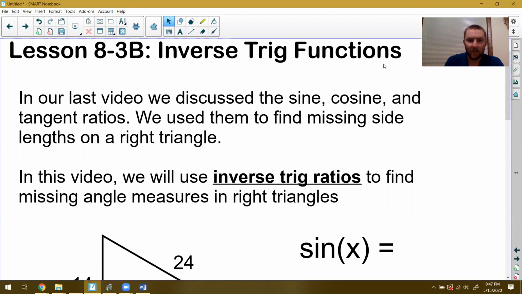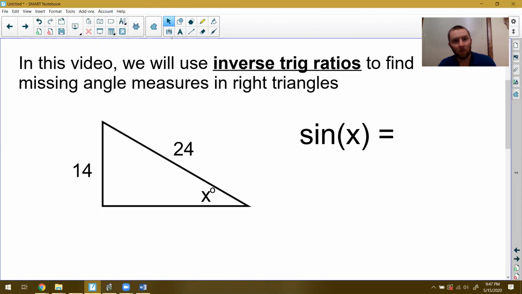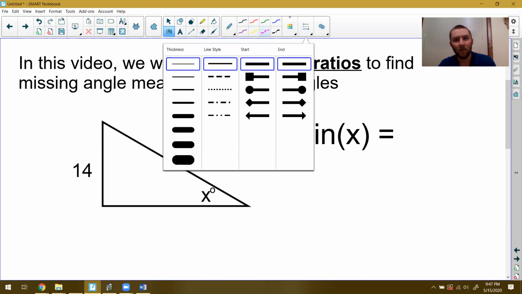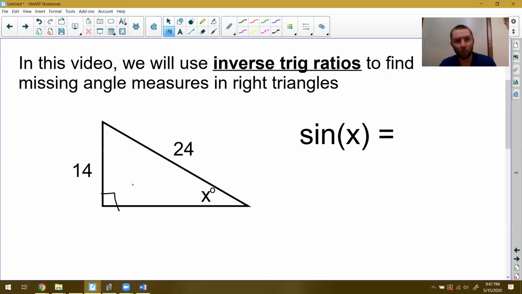As an example, here I have a right triangle with one side length marked as 14 and the hypotenuse marked as 24. I'm being asked to find this angle x right here. This is an unknown number of degrees. For that angle, they have given me the lengths of the opposite side all the way across and the hypotenuse. So that's O and H. My trig ratio for opposite and hypotenuse is the sine, SOH. So the sine of this unknown angle x degrees is, as a ratio, 14/24.